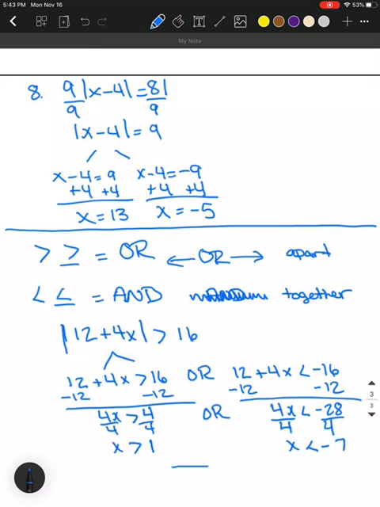I already know this is an or. So if I have negative 7 and positive 1, there's an open circle at both. So I'm going to shade to the left. I'm shading apart because it is an or statement. So this is number 9.